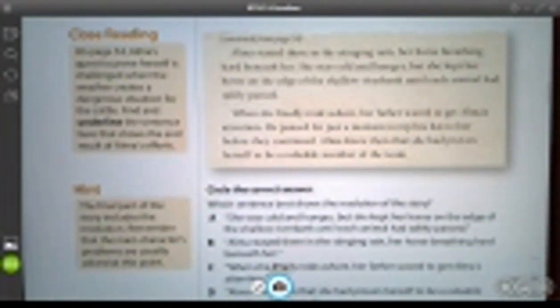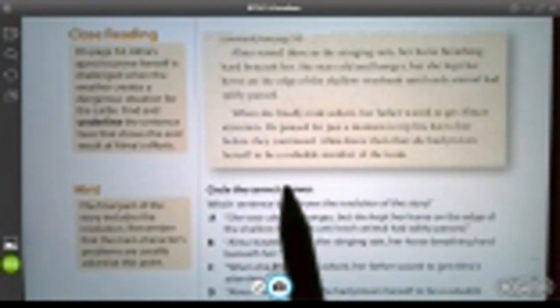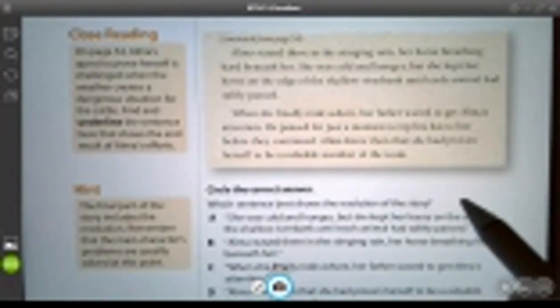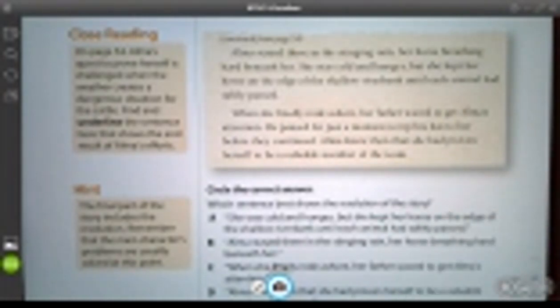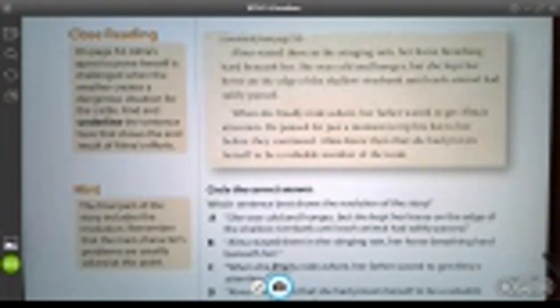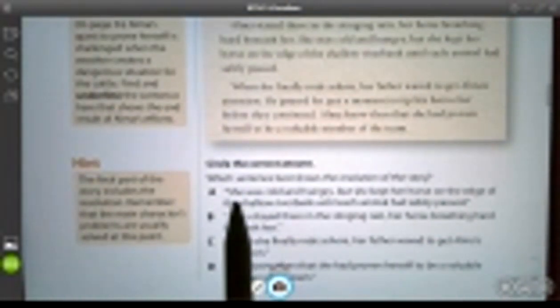So earlier, one of the things that she really wanted to do was to prove herself to her dad, that she was a valuable member of the cattle drive, that she was able to handle it. And then there was dangerous weather that was an extra challenge. So I just want to keep that conflict in mind while I'm thinking about what the resolution is. Okay. So let's take a look at our question down here. Which sentence best shows the resolution of the story?